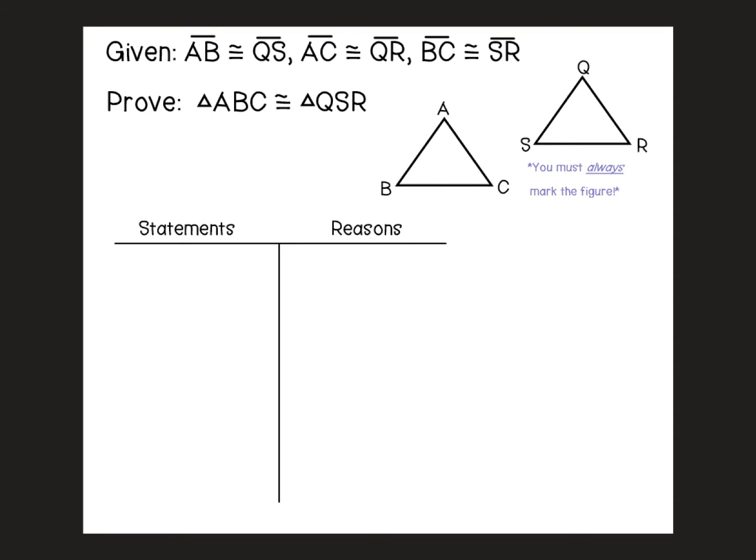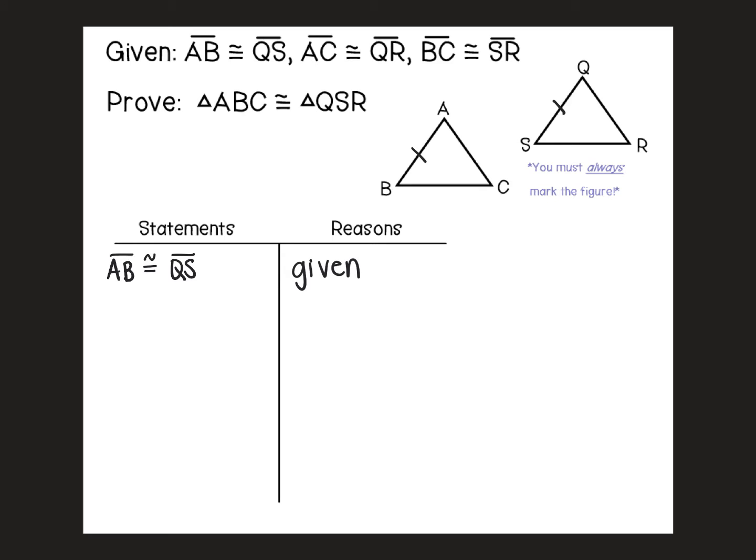It says given AB is congruent to QS. So you want to start by writing that down under statement. And then you write the word given for your reason, and you want to go mark the diagram. So again, these are sides. Sides get those tick marks, so it would look like this.